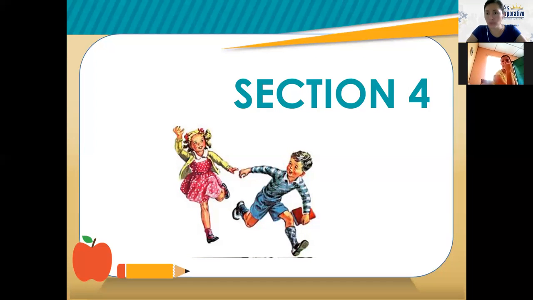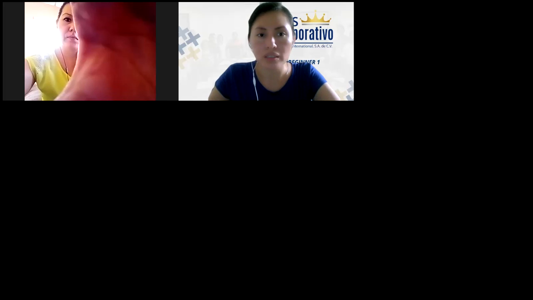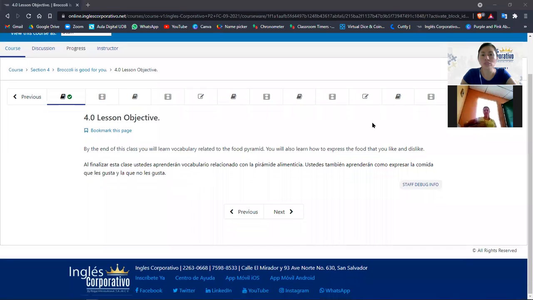So, now that we have completed section 1 and 2 and the midterm exam, now we're going to move to section 4. And we're going to start with the first thing. Todo esto que les voy a presentar está ahí en la plataforma. By the way, por cierto, voy a dejar de compartir un momento y voy a compartir la pantalla completa, okay? So there you go. Now we're moving to this section, guys.